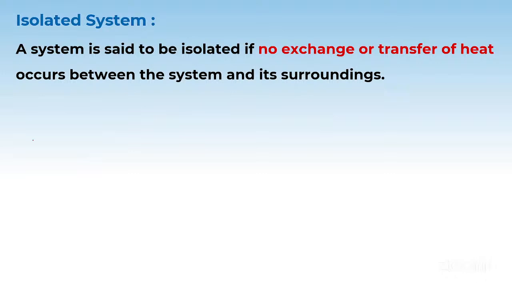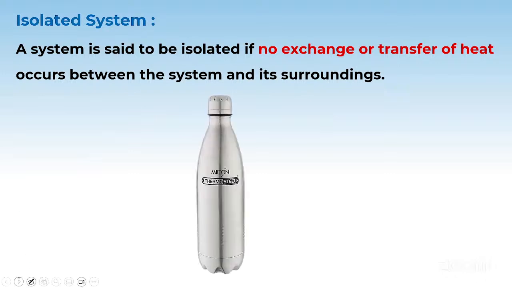ठीक है, जैसे थर्मो स्टील का बना हुआ थर्मल फ्लास्क. This is a thermos. So in this thermos, what happens? We pour the hot liquid, it remains hot up to some extent of time, right? Up to that particular instant of time, as long as the water or liquid that you have poured in it remains hot or remains as it is as you have poured it, during that time this thermos is acting as an isolated system. This is one of the examples.